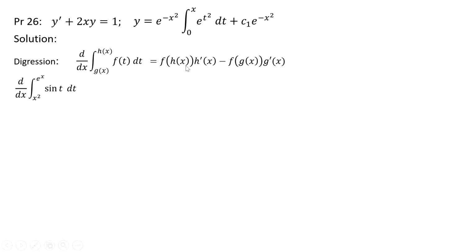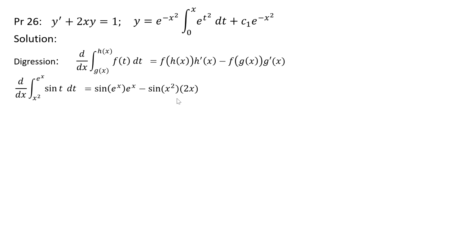Then what are we supposed to do? Multiply that by h prime of x, the derivative of e to the x, which is e to the x. So what do we have as the first term, corresponding to f of h of x times h prime of x? We have sine of e to the x times e to the x, minus sine of x squared times the derivative of x squared, which is 2x.